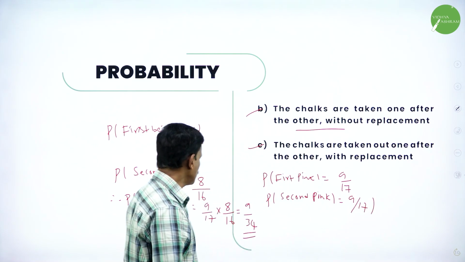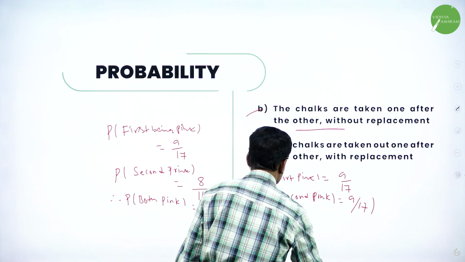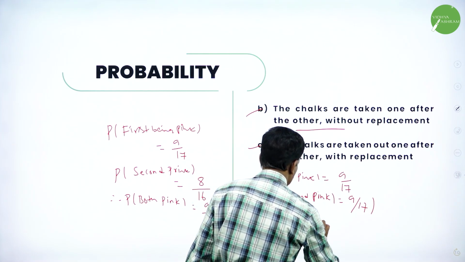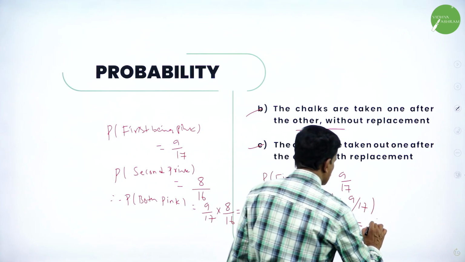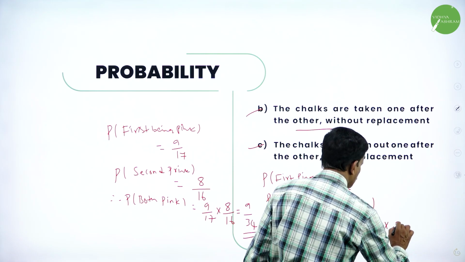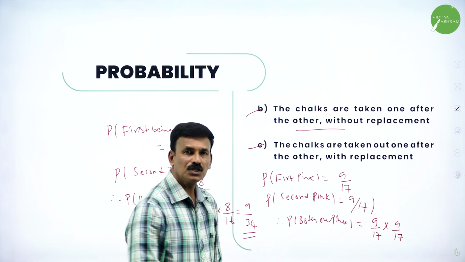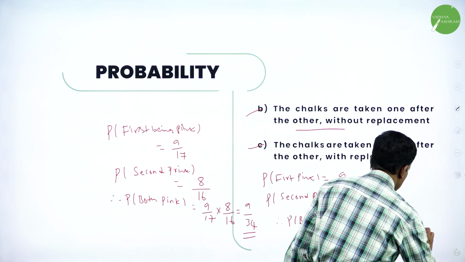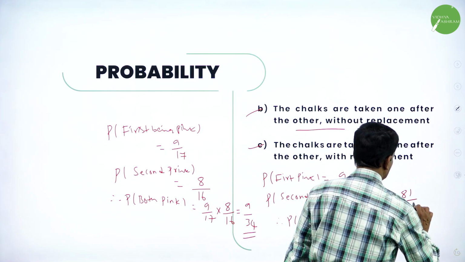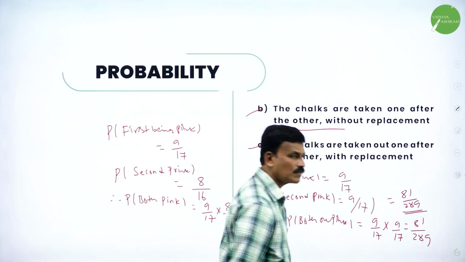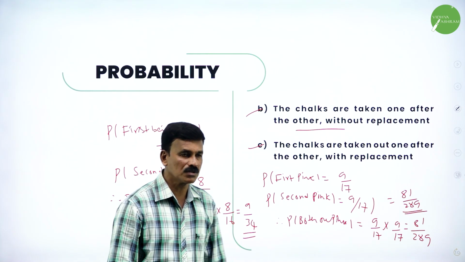So what is the probability that both chalks are pink? Both are pink with replacement is 9 by 17 into 9 by 17. Simplify this. If you multiply this, you will get 81 divided by 289. 81 divided by 289 is the required answer. That's it. Hope you followed. This is how we are going to solve this problem.